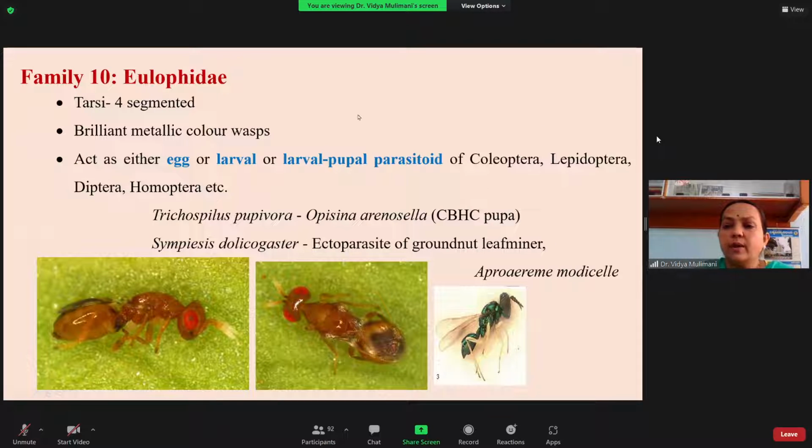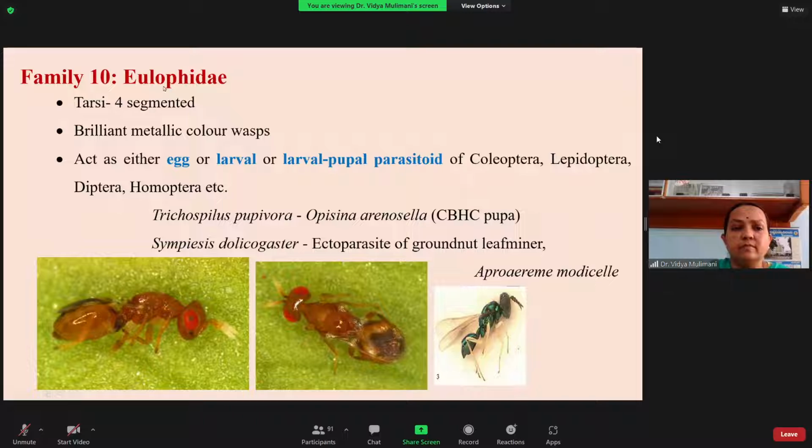Next you have the family Eulophidae. Eulophidae are again very small, and they are pupal parasitoids. Of the examples I am giving, one is a pupal parasitoid and one is attacking the leaf miner. The tarsi are four segmented, and they have a bright metallic color. Another thing you can see is that the eyes are very bright and red in color. They act as egg, larval, and larval-pupal parasitoids.